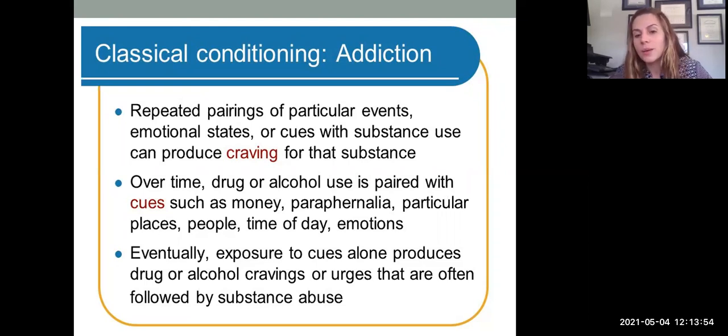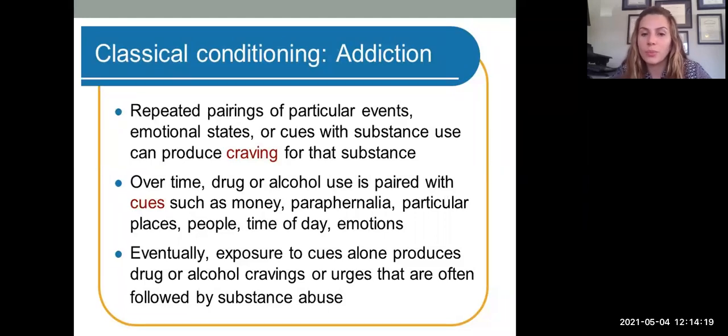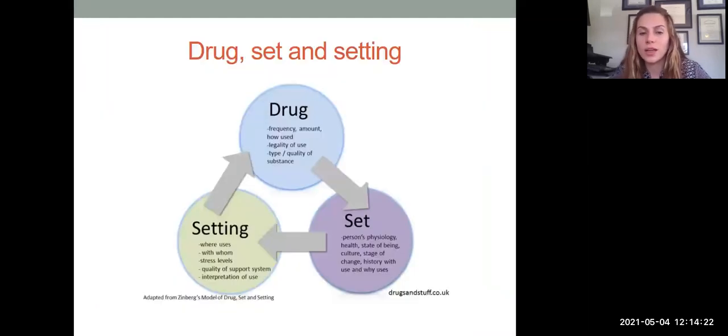So it could be things like money, like paraphernalia, it could be times of day, it could even be specific emotions. One of the main triggers for craving is boredom. So thinking about, how is your day scheduled to prevent engagement with that experience of boredom, or emotional distress. Anxiety is another one that is a big trigger for people. So understanding what are the things that are paired with the drug itself.